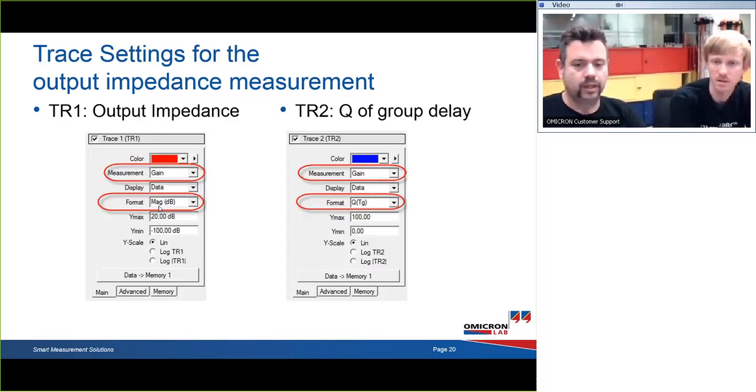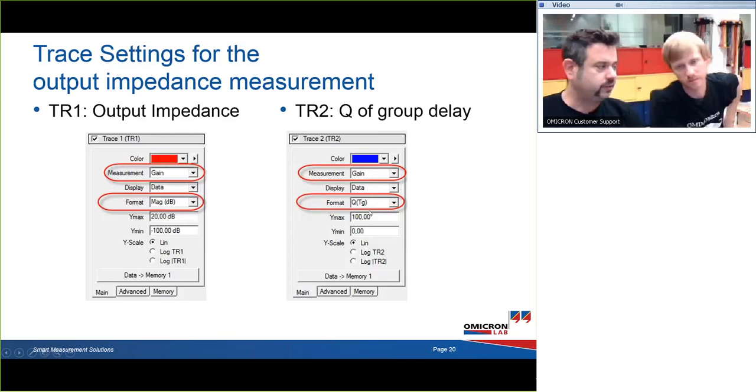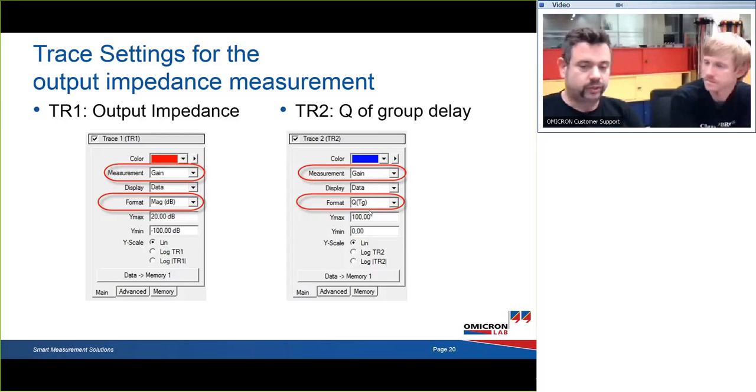Trace 2, you can set to gain as well, and then the format is either phase, if you just want to look at the phase of the output impedance, or later on, for the measurement of the non-invasive stability, it's important that you switch it to the Q factor of the group delay. So that's the setup we do.